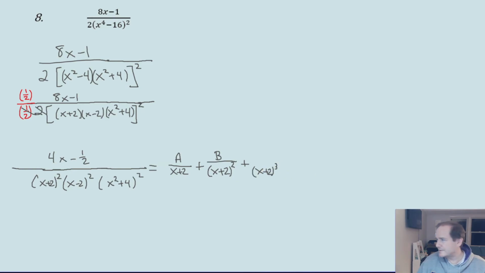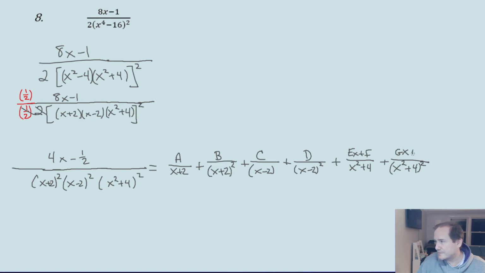Oh, what am I doing? That's not right. We're not going up to cubed. We're switching now to the x minus 2's. That'll go to the 1 and get a c. Then we go (x minus 2) squared. That needs d in its numerator. Then x squared plus 4. That's quadratic, so it needs ex plus f, and (x squared plus 4) squared needs g x plus h.